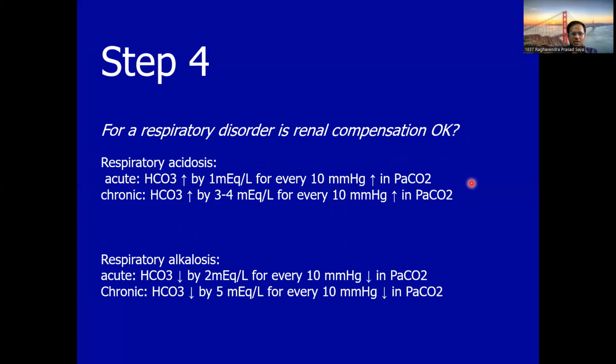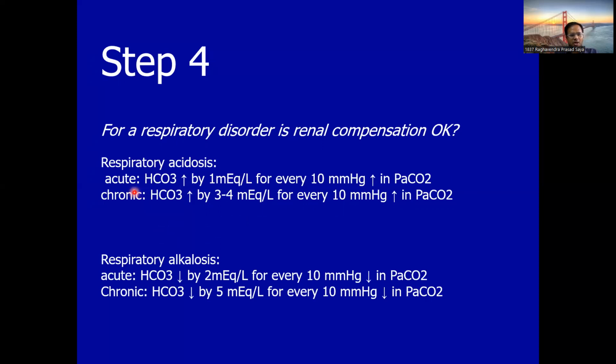You should always remember this rule: same direction. Whenever there is an increase in PCO2, there will be an increase in bicarbonate, and whenever there is a decrease in PCO2, the bicarbonate also has to decrease. They both have to move in the same direction if it is a simple acid-base disorder. If it is a mixed acid-base disorder, then one increases while the other decreases, which means it is a mixed respiratory and metabolic disorder.